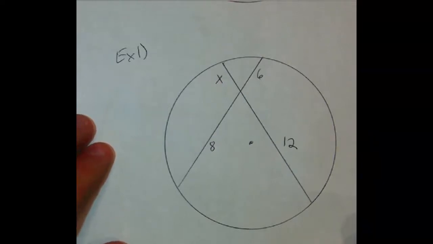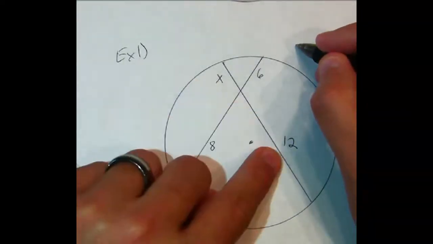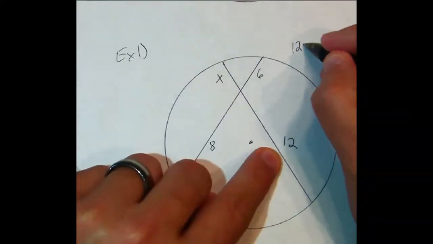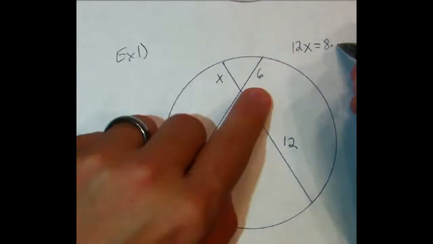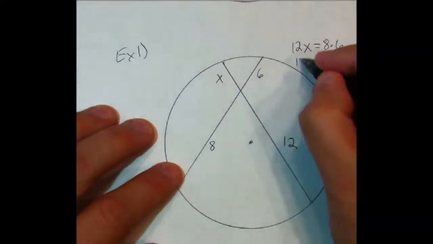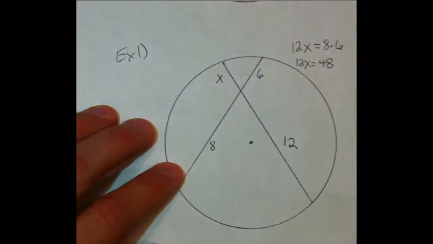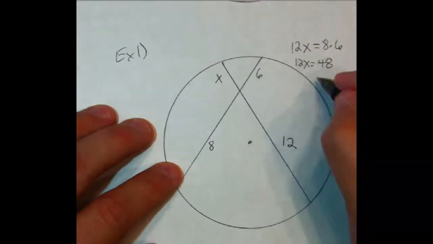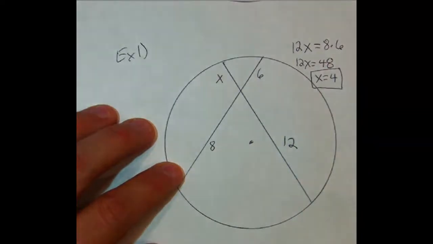Okay, let's see if you got the correct answer. Segment times segment, so that's 12 times x equals segment times segment, 8 times 6. 12x is equal to 48. 48 divided by 12 gives you x equals 4. And there you have it.